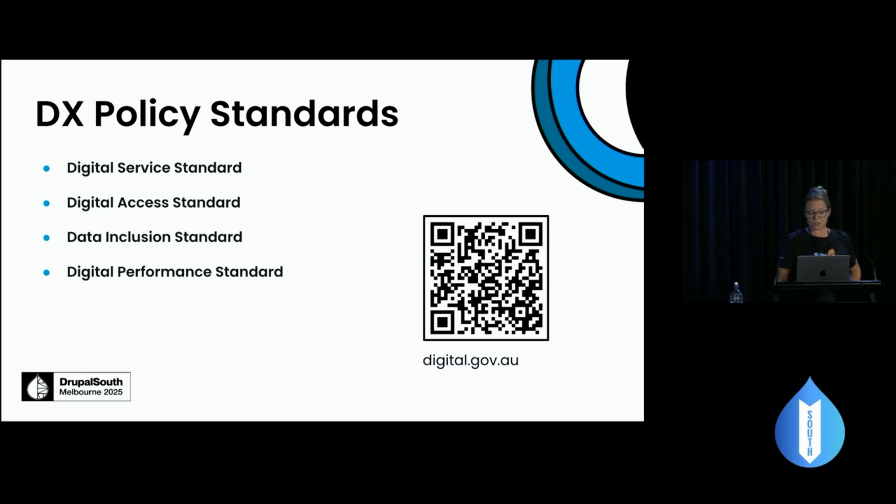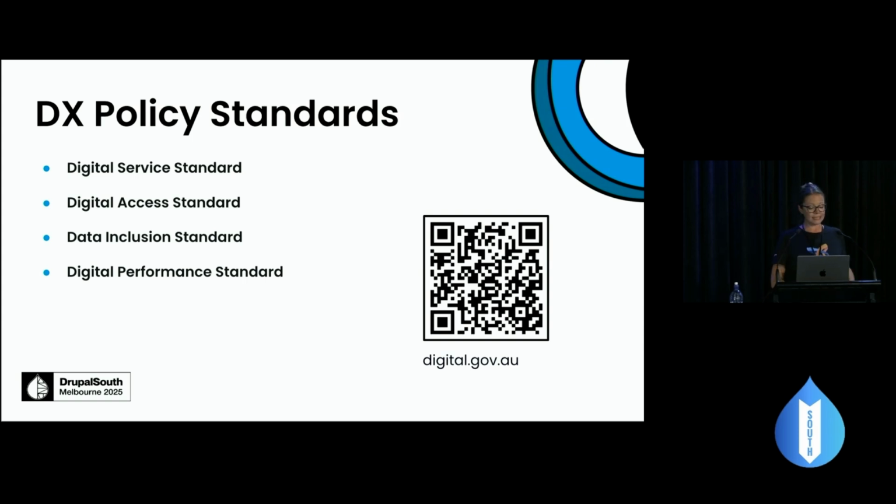There's a digital service standard, which outlines the essential guidelines for designing and delivering digital services for government. The digital access standard, which outlines the requirements for agencies to make informed decisions and minimise duplicate entry points to government digital services. The data inclusion standard, which defines the requirements for creating inclusive and accessible digital government experiences. And the digital performance standard, which outlines the approach of monitoring digital performance across government services and supporting data-driven decisions.